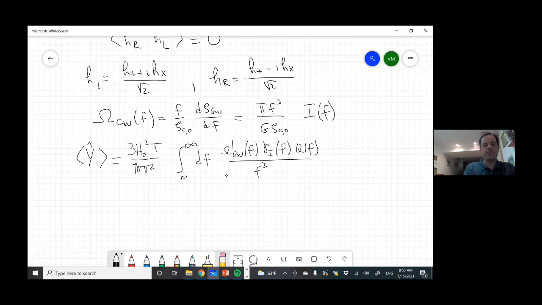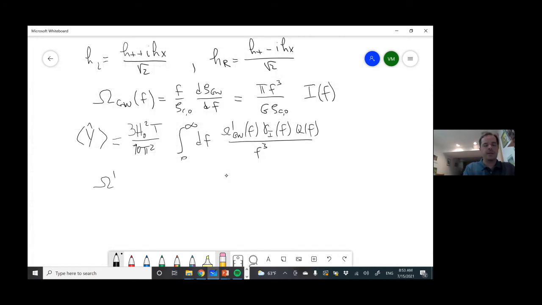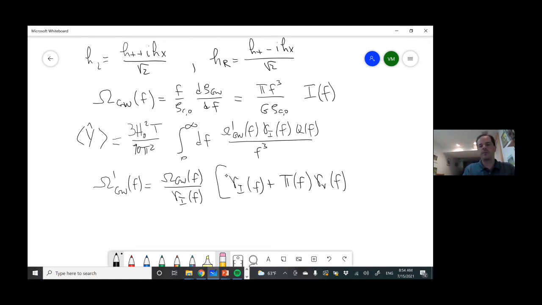So omega prime is defined in this way. It is equal to omega GW of f divided by gamma I. I'll define all of these terms shortly. Here we have gamma I of f plus pi of f times gamma V of f. Just bear with me for a second.